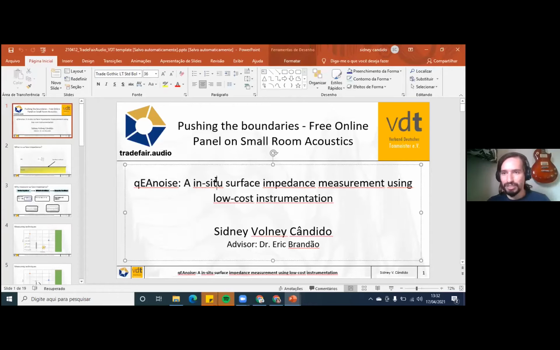EAnoise actually was EAnoise initially, but as I was developing and studying more deeply on the subject, I increased the key on the method. It is an in-situ surface impedance measurement. And I don't have much time, so I use low-cost instrumentation.